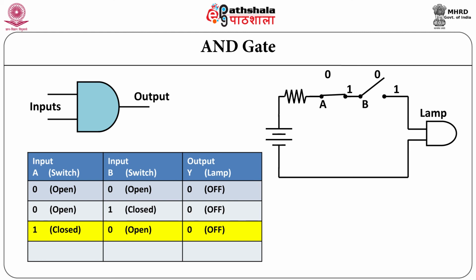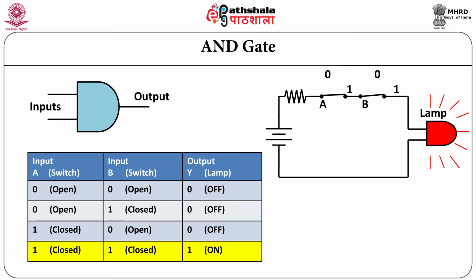Thus, if any one or both the inputs are at logic 0, then AND gate produces logic 0. Referring to the switch analogy, when any one or both the switches are open, that is at 0 level, the circuit is not complete. Therefore, no current flows from battery to lamp, thus the lamp is off.